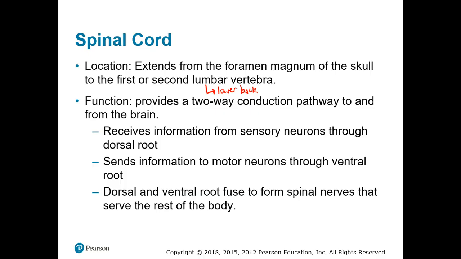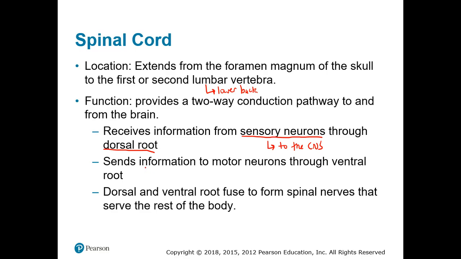The function of the spinal cord is to provide a two-way conduction pathway to and from your brain. So information is going to go up to your brain, and then information is going to come down from your brain. It receives information through sensory neurons through our dorsal root. Remember, sensory neurons are going to be to the CNS. That means this information is going to come from pain receptors in our skin, light receptors in our eyes. Is going to send information to our spinal cord, again, through this dorsal root. And I do have a picture coming up.